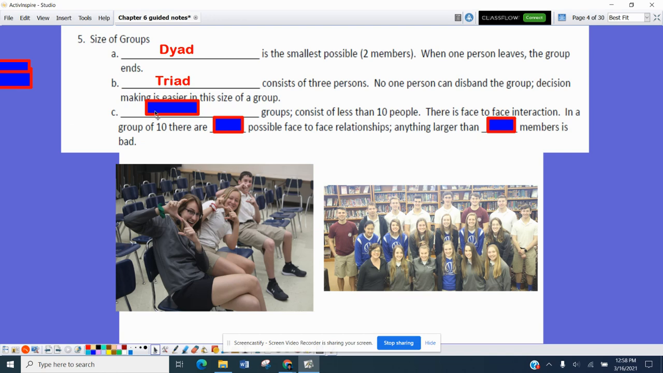And then finally, aside from dyad and triad, there are small groups that consist of fewer than 10 people. There is some face to face interaction. In groups where you have 10 or so people, there can be up to about 45 different face to face relationships. Anything larger than 15 members is not good, because there is a tendency for people not to take on leadership responsibilities, making the group maybe not very functional.